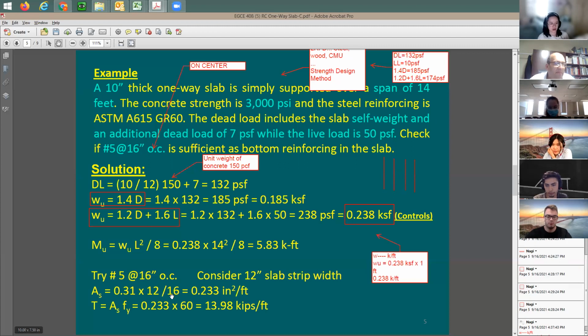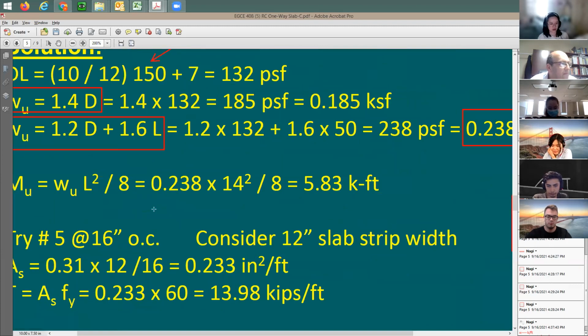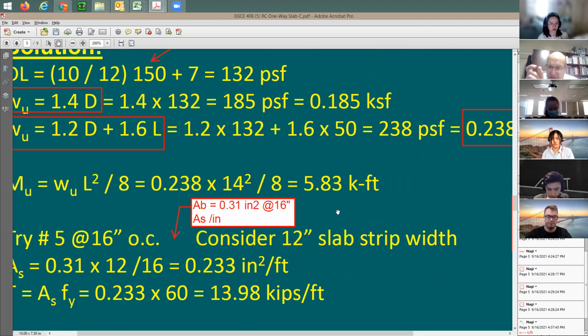If you take this 0.31 divided by 16, what does it get you? Let me write it here. You can say the following: Ab for just one rebar of number 5 is 0.31 square inches. And I have this at 16 inch spacing. So at each 16 inch, you're going to see one rebar, right? So I'm going to say As per an inch, for each inch, is going to be equal to 0.31 divided by 16. Does it make sense? Can someone help me with this value?